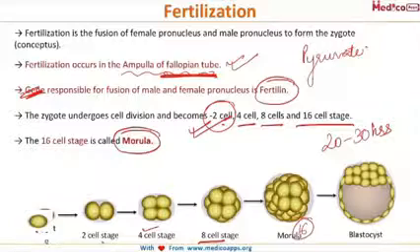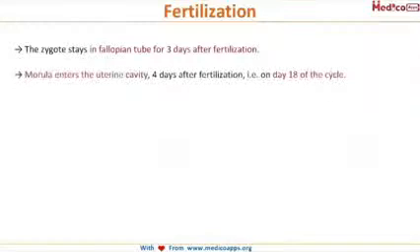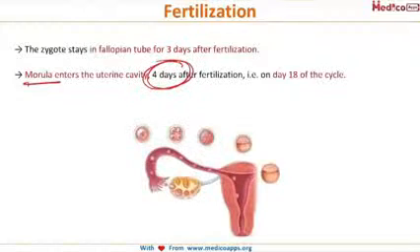Now, all this while, when the division is occurring, the formed zygote is also travelling from the ampulla of the fallopian tube towards the uterus. So, when does this zygote enter the uterus? It is on the 4th day of fertilization. That is, after travelling for 3 days in the fallopian tubes, the morula enters the uterine cavity on the 4th day of fertilization. And the same thing has been depicted in this diagram. You can see the cell division continuing as well as the movement of the zygote towards the uterus.